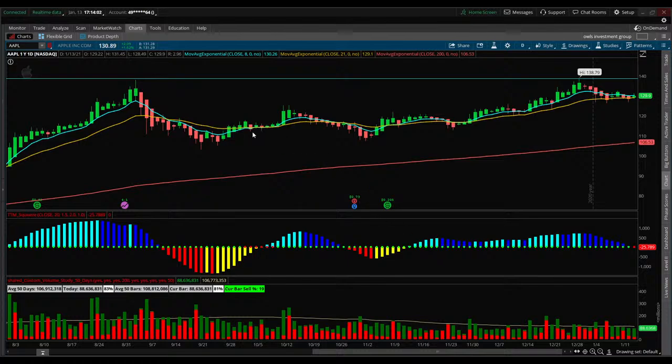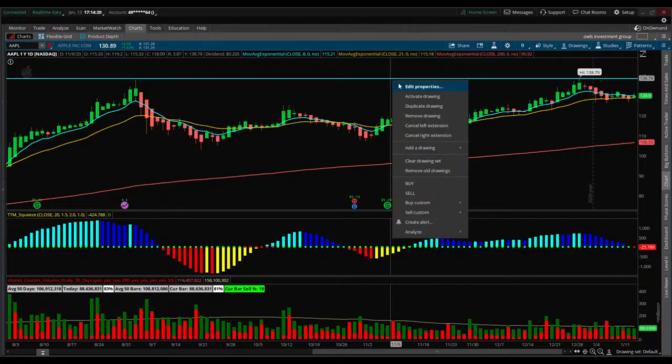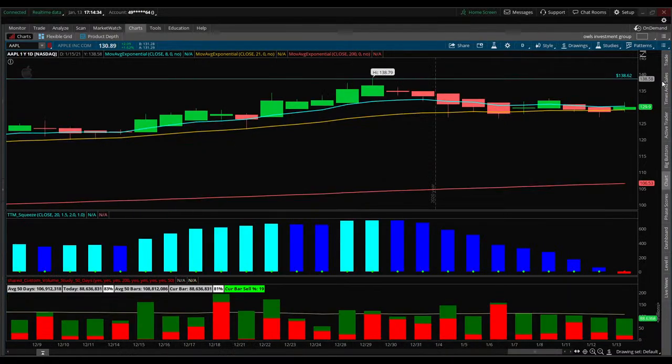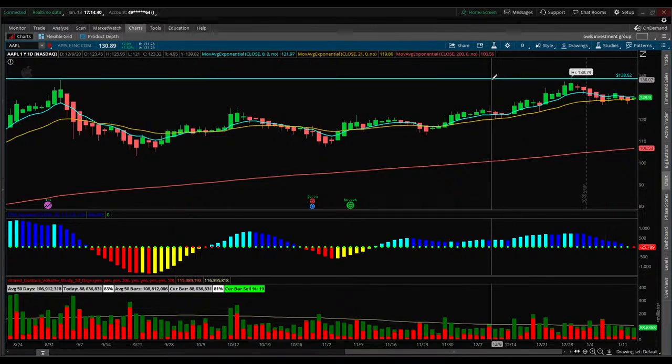So you've got to click left extension on, and then right extension on. Perfect. And then what you can do, instead of hovering over and getting that price, is right click, edit properties, where it says show price, you can show it on the left side or right side. So right now, you see my resistance at 138.62, right? I don't need to hover over the line to get the price.